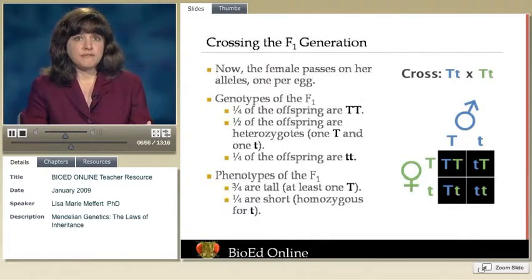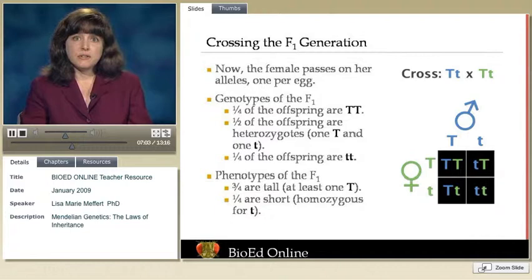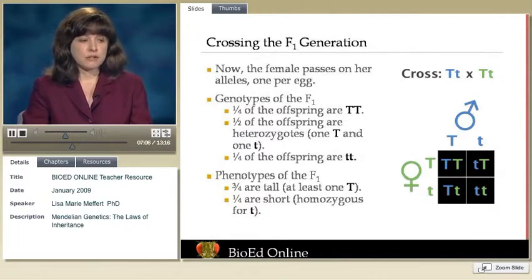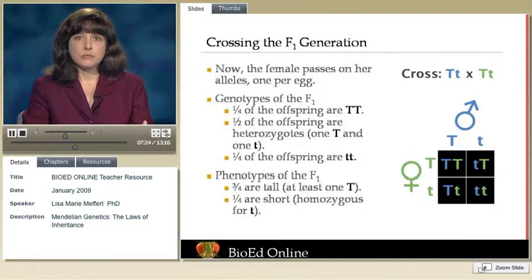And then we do the same with the female. In each egg, the female can contribute either a big T or a little t. And remember that rule, that if you have at least one big T, you're tall. So in this case, we have 3 offspring that have at least one big T, so 3 offspring are tall, and one has 2 little t's. If you have 2 little t's, you're short. So we have a 3-to-1 ratio: 3 offspring are tall to one of the 4 offspring that is short. So this is where you get that 3-to-1 ratio of the phenotype.